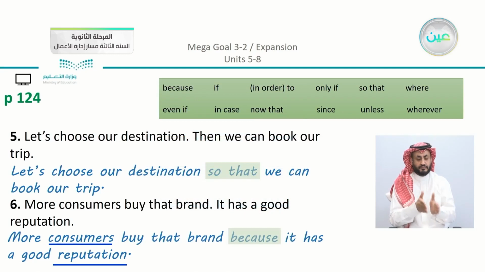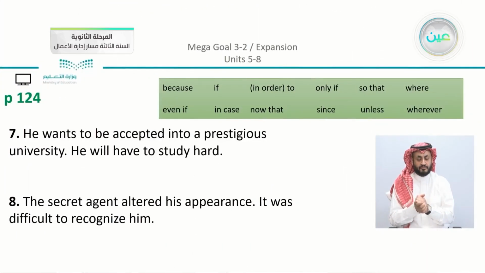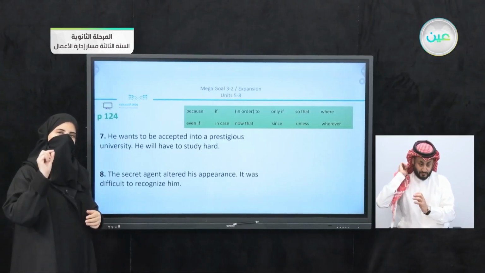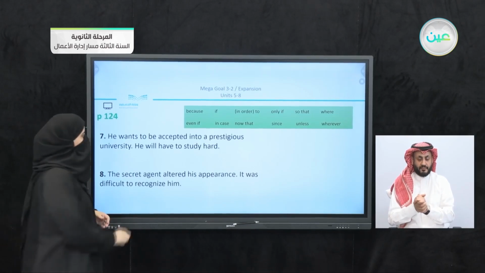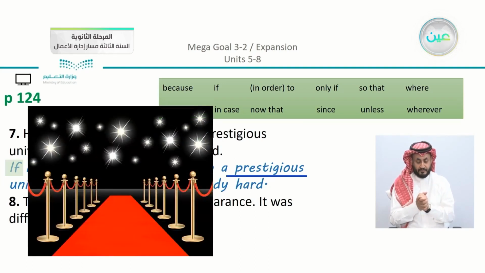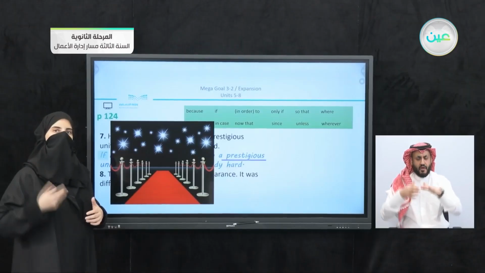Moving on, we have number 7. He wants to be accepted into a prestigious university. He will have to study hard. So we have here, he wants to be accepted and he will have to study hard. So we can add a little bit of condition here. Now we can write our sentence: "If he wants to be accepted to a prestigious university, he will have to study hard." And also, if you can recall, we have the word prestigious, which we said is something that is high quality or high class.